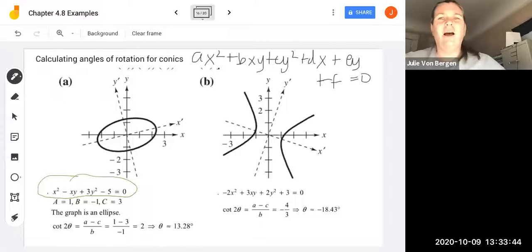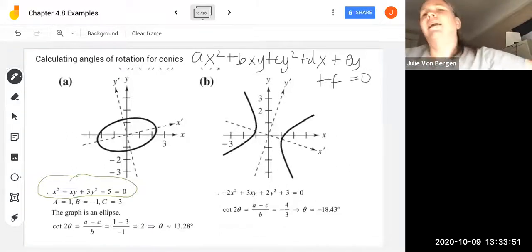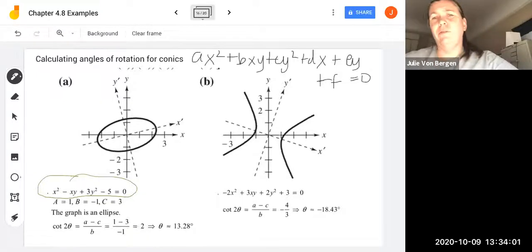And so in this conic, we've got x squared. So we'll say a is 1 and ignore the fact that we've got capital A here instead of lowercase a. It's the same coefficient we're talking about. We've got a minus xy, so b is -1. And then we've got a y squared, so c is 3. So this graph's an ellipse.